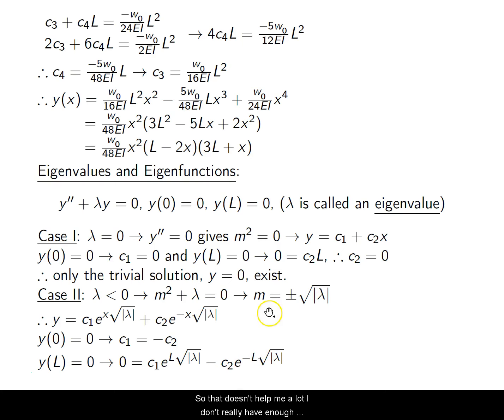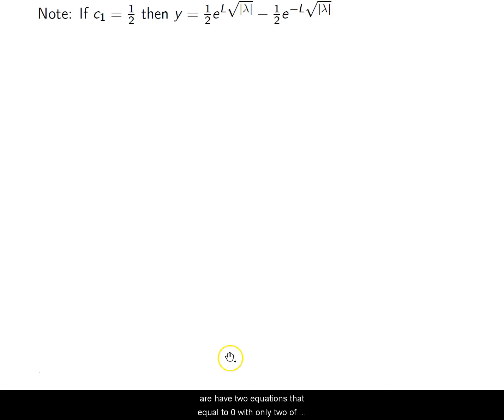Okay, so that doesn't help me a lot. I don't really have enough information to solve for my C1 or C2. I do have two equations. I guess I can solve for these because I have two equations that are equal to 0 with only two unknowns. But let's look at this.